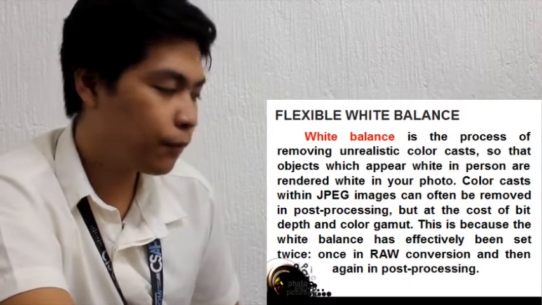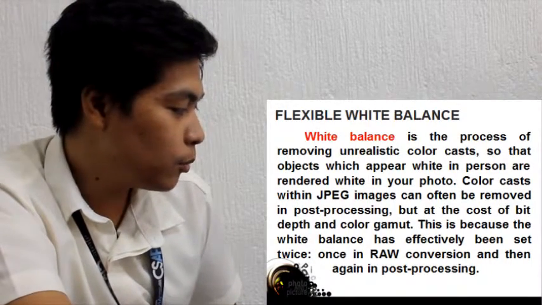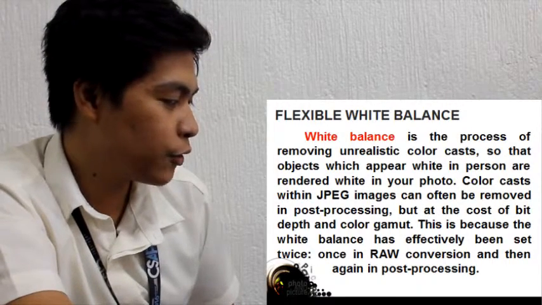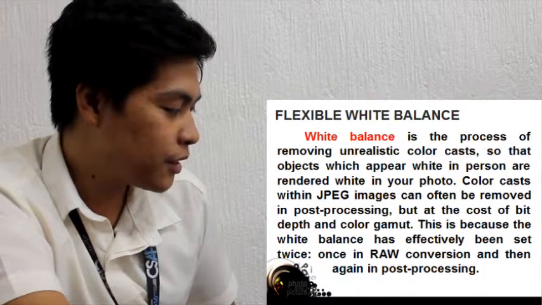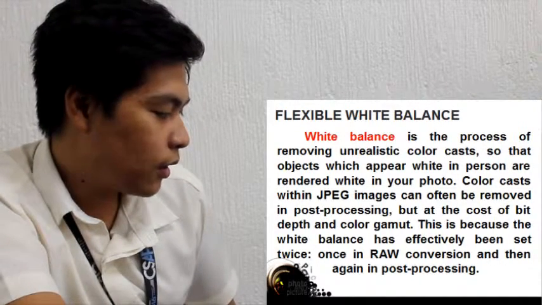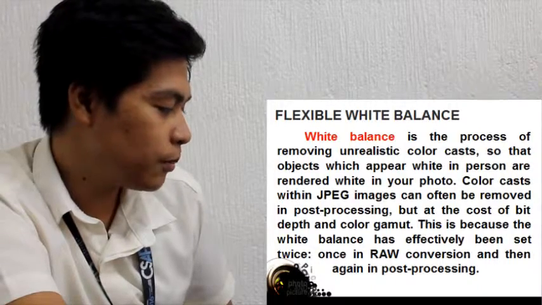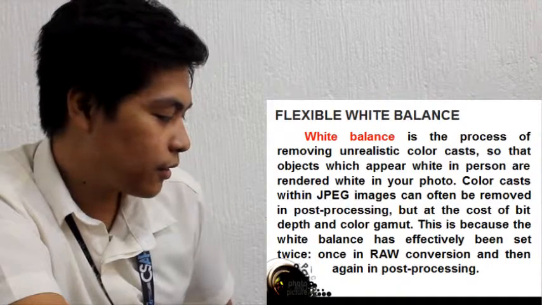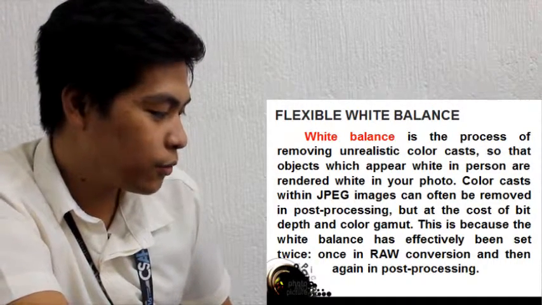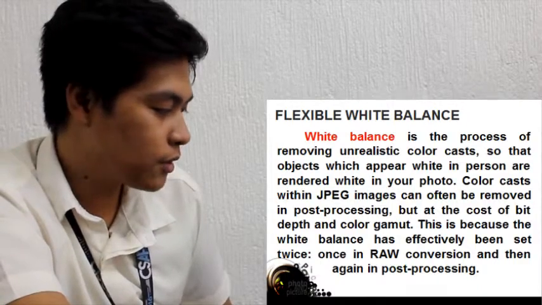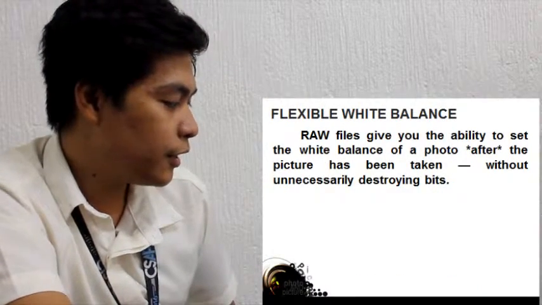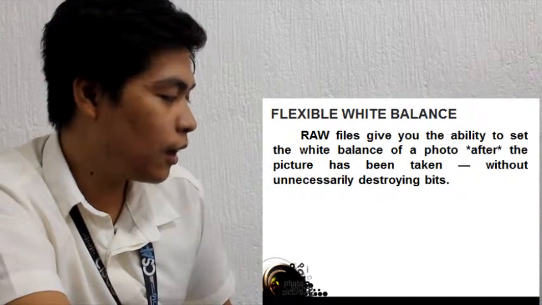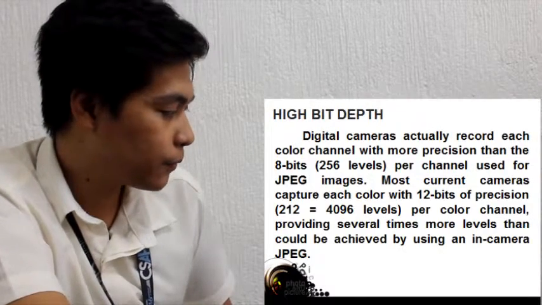Flexible white balance. White balance is the process of removing unrealistic color cast so that objects which appear white in person are rendered white in your photo. Color cast within JPEG images can often be removed in post-processing, but at the cost of bit depth and color gamut. This is because the white balance has effectively been set twice, once in RAW conversion and then again in post-processing. RAW files give you the ability to set the white balance of a photo after the picture has been taken, without unnecessarily destroying the bits.